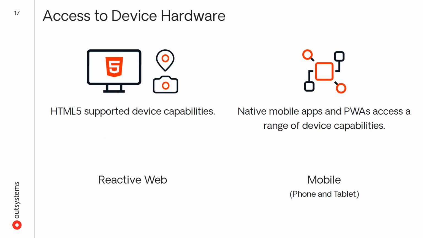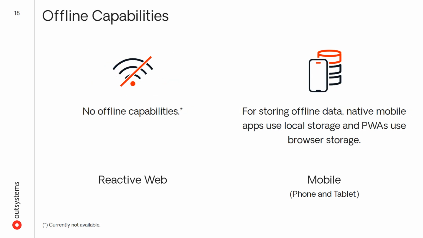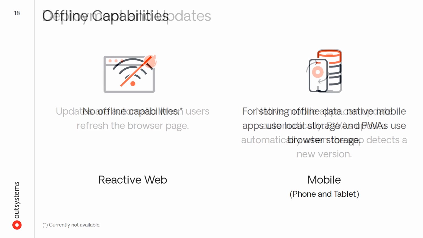Access to the device hardware is somewhat more limited in reactive web apps, namely because fewer capabilities are available through HTML5. With mobile apps, it is possible to have access to more native capabilities, such as Touch ID. Is offline a requirement for you? If yes, then you should go with a mobile app. Currently, reactive web apps have no offline capability. Native mobile apps and PWAs both support offline data storage.